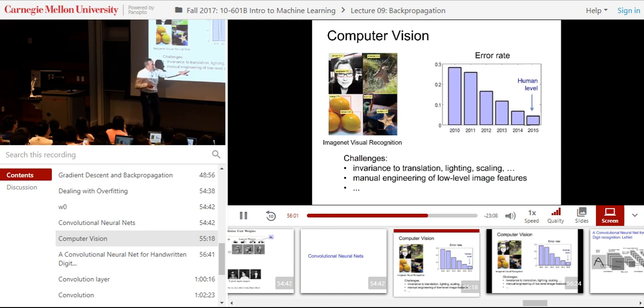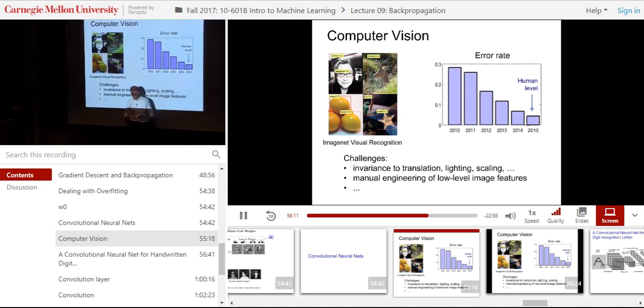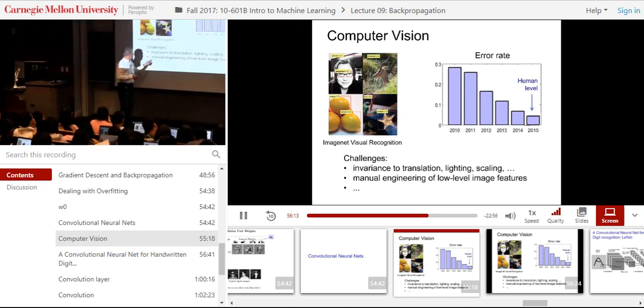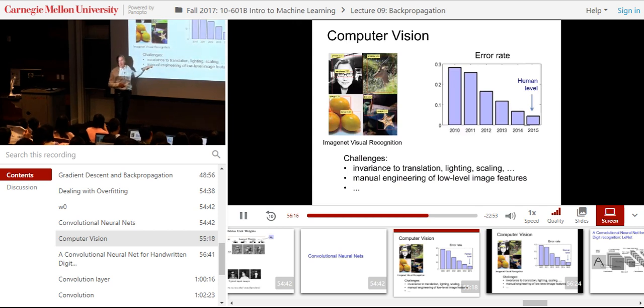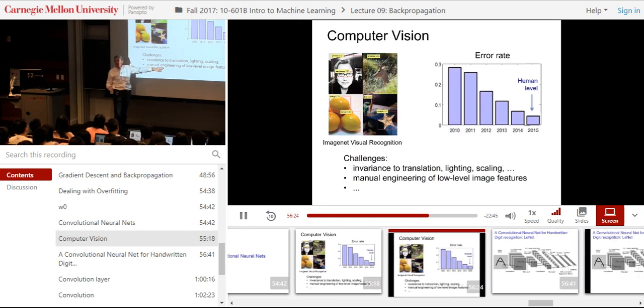Also, manual engineering of the low-level features is painful. And as I mentioned last lecture, the reason that this dramatic progress has happened is because neural nets just cross this whole idea out. They just work directly on the input pixels of the image. And they learn the low-level features that they're going to use for classifying the images, unlike earlier approaches where humans were trying to figure out what would be good features, like edge detectors and things like that.